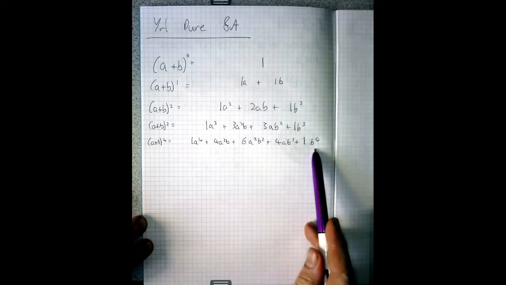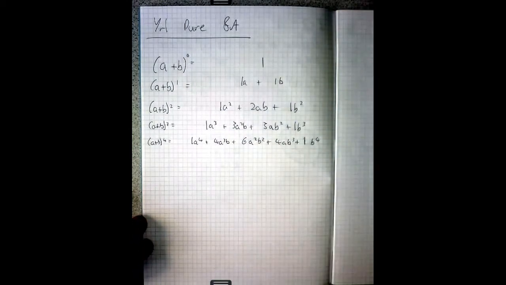Just pause it for a second. Have a think about how I've got the numbers, what's going on with the powers, and maybe think about what the next line might be.